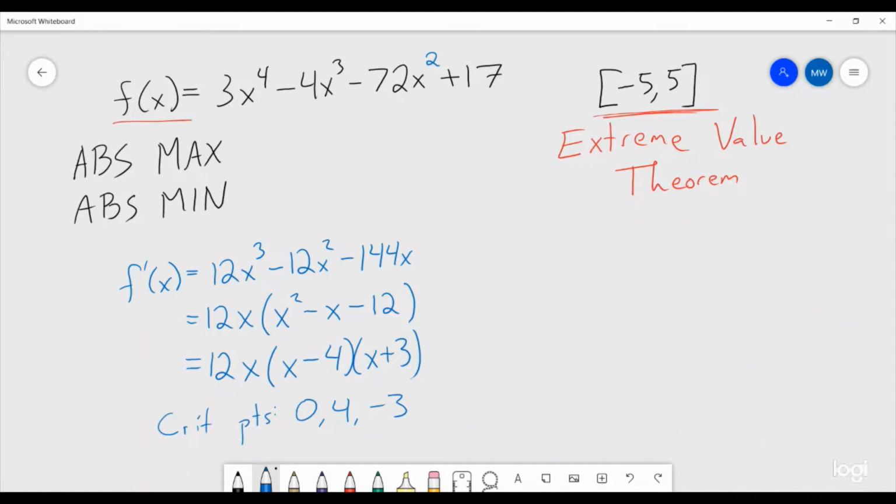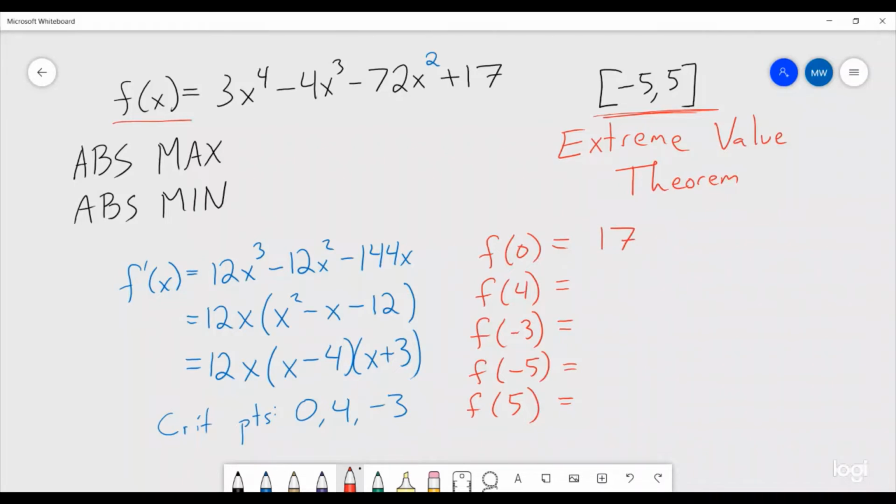Then we can figure out whether any of these are local minimums or local maximums. But if all we care about is the absolute minimum and absolute maximum, we just have to plug these into our function. So we need to know f of 0, f of 4, f of negative 3, and then the extreme value theorem says to also look at the endpoints, so f of negative 5 and f of positive 5. We just need to evaluate all of these. f of 0 is the easiest one, that's just 17. I'm going to grab my calculator and quickly compute the others.